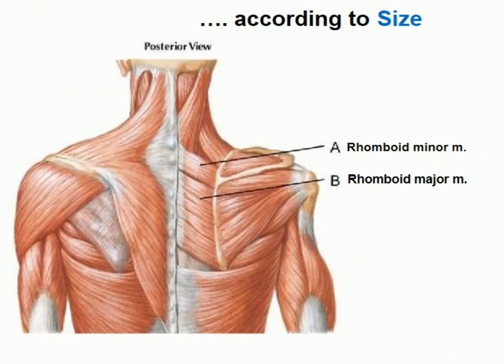Then depending on size also we have the rhomboid minor and the rhomboid major. For example, hapo unaweza usielewe, rhomboid minor is only this belly and the rhomboid major is from here to here. Kwa unaweza kuona jinsi gani ni kubwa major kutoka hapa hadi hapa as compared with the minor.